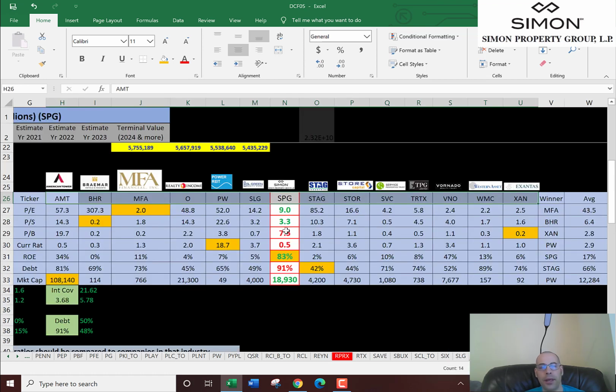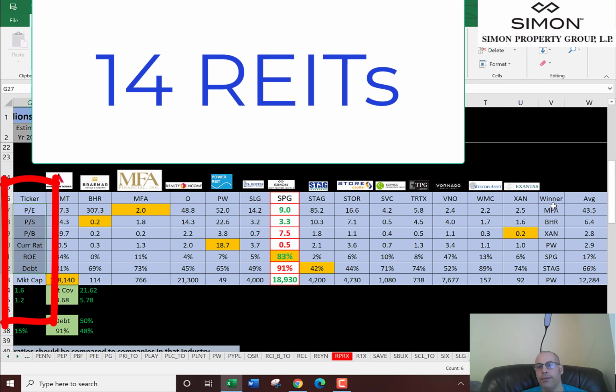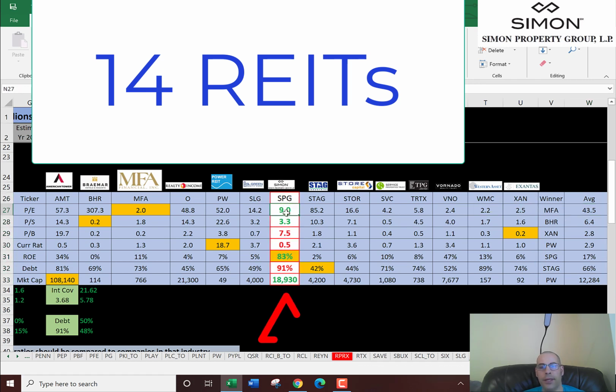This is the 14th REIT I've done in this channel, so I have so much information to compare them to. So I have all the ratios inside here, PE, PS, PB, and then I have the winner for each category, and then I have the average for each category. And Simon Property Group is right here in the middle, and if it's green, that means they're better than the average. If it's red, that means they're worse than the average. So their PE is 9, which is better than the average, great PE. Pretty good price to sales, 3.3, which is half of the average. Average is 6.4. They have a high price to book relative to their peers.